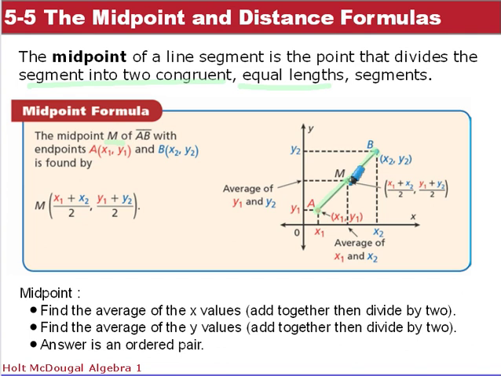To find it, we take the average of the x-coordinates, so we add the two x-coordinates together and divide by 2, and we add the two y-coordinates together and divide by 2. So again, it's written as an ordered pair with x, y. And it's very important to write it as an ordered pair because it is, again, a point.